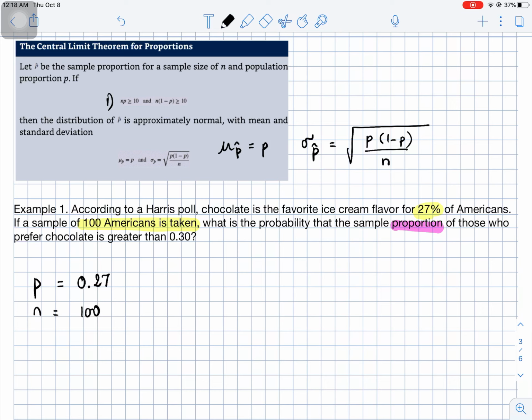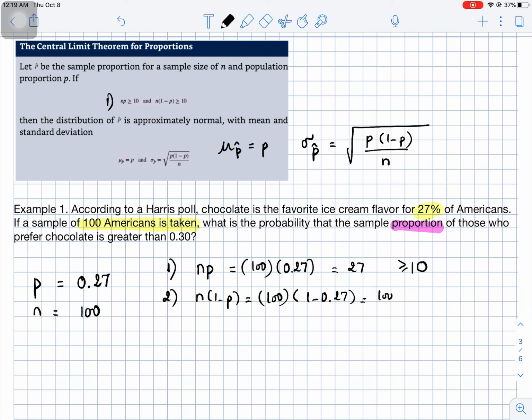In section 7.3, the word we recognize is the mean. In this section, we recognize the word proportion. In order to apply the central limit theorem for proportion, we first check the two conditions. Number 1 is n times p. So n is 100 and p is 0.27. We get the answer 27, and this number is greater than 10.